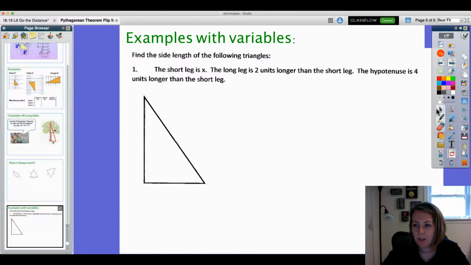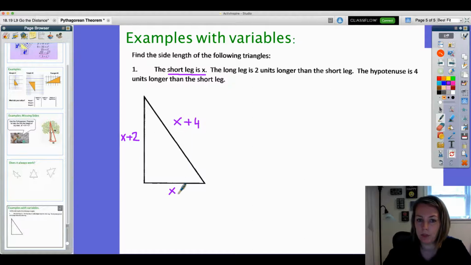In this video, I wanted to show you what would happen if we now have some variables involved in our Pythagorean theorem. So it states here that I should find the side length of the following triangles. Now, it's saying that the short leg is x, so I'm going to label that with x, and the long leg is 2 units longer than the short leg. So that just means that it would be x plus 2. And then the hypotenuse is 4 units longer than the short leg. So that means the hypotenuse is x plus 4.